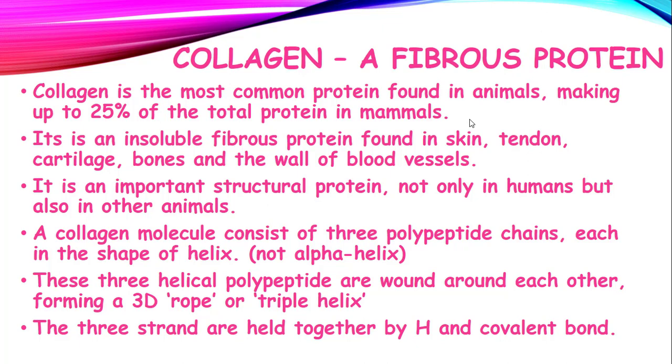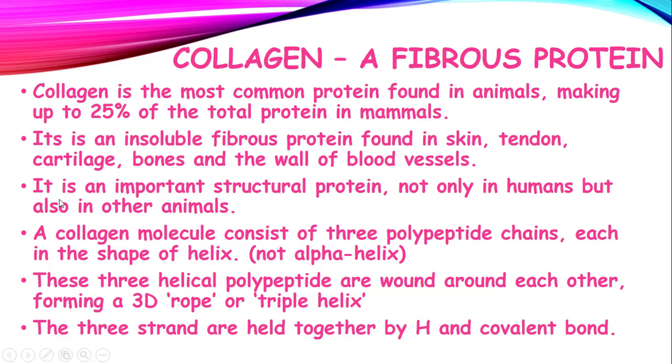So for example, tight or toned skin is actually because of the collagen. What happens if these collagens are broken? Wrinkles appear on the skin. It's an insoluble fibrous protein found in the skin, tendons, cartilage, bones, and walls of the blood vessels. Okay, specifically the arteries. For example, what happens if you place your finger upon an artery? You can feel the surge of blood. This surge of blood is just because of the collagen, because collagen is actually elastic. Okay, it can stretch and return back to its original place.